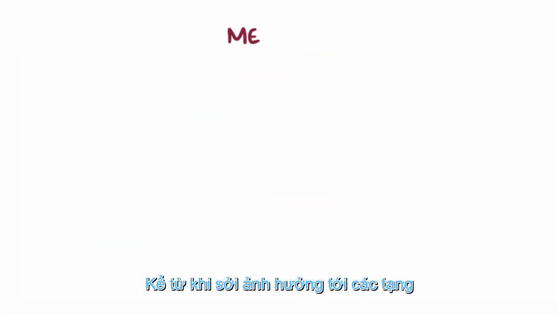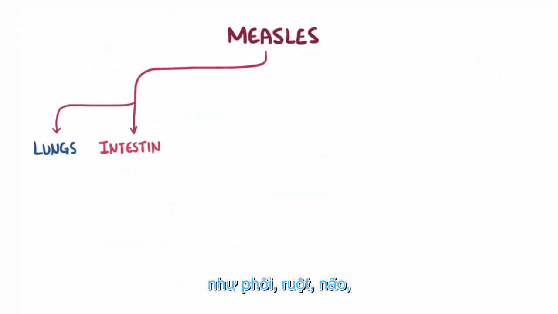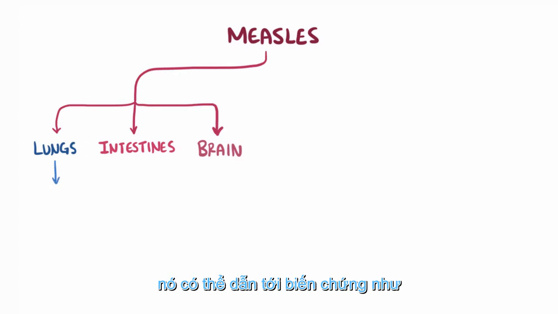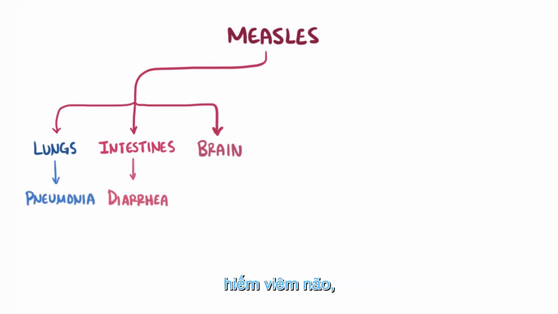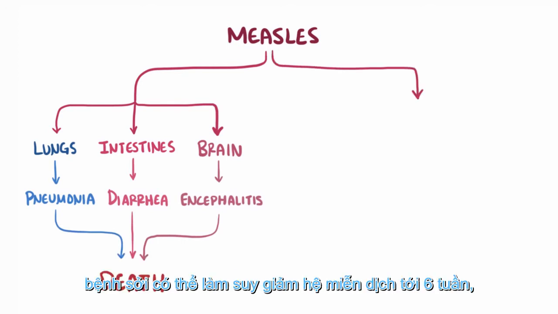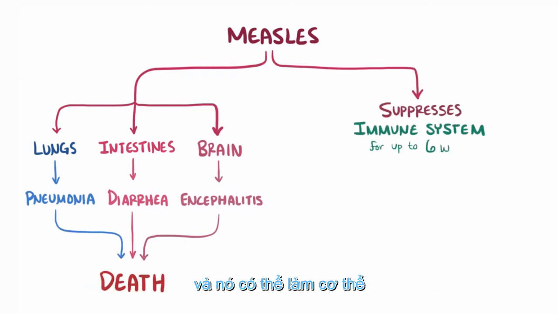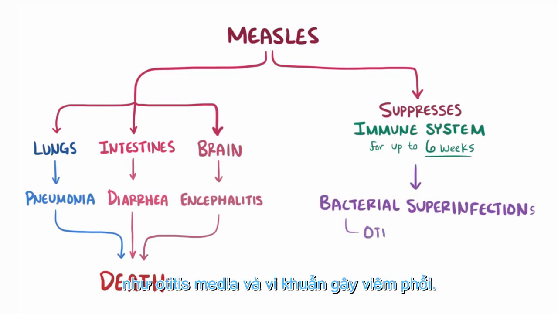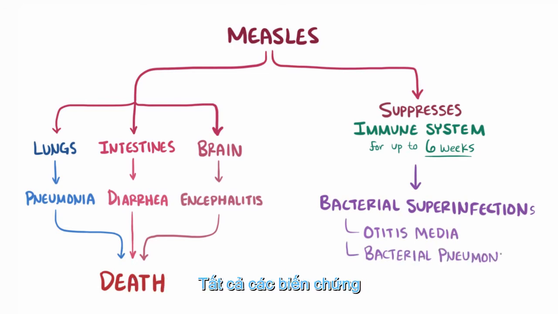Since measles affects various organs like the lungs, the intestine, and the brain, it can lead to complications like pneumonia, diarrhea, and on rare occasions, encephalitis, all of which can lead to death. In addition, measles can suppress the immune system for up to 6 weeks, and this can contribute to bacterial superinfections like otitis media and bacterial pneumonia.